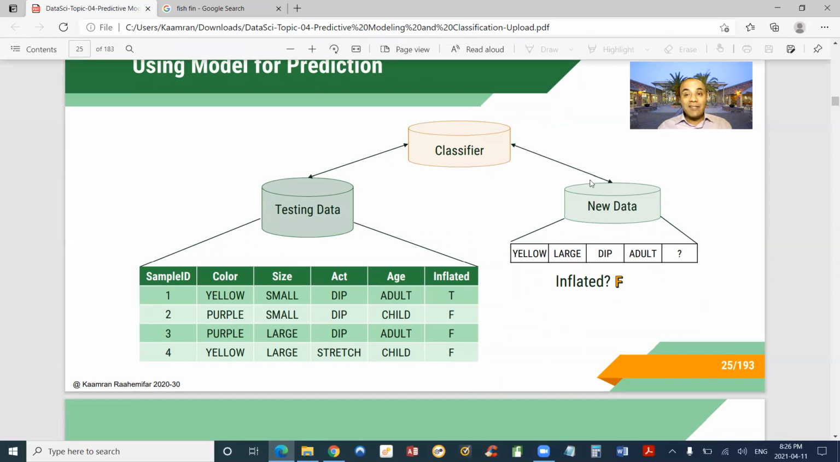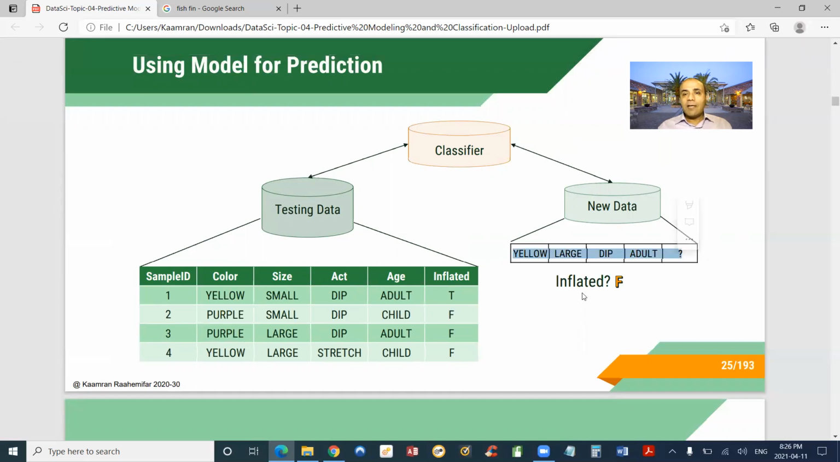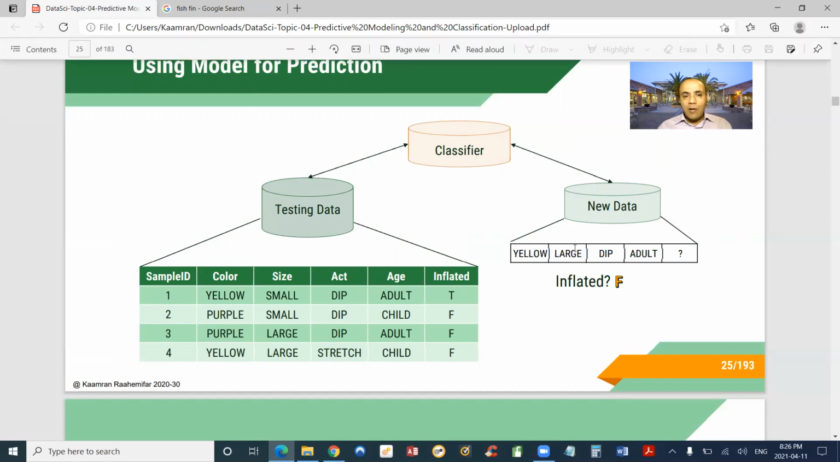Remember, this is the validation phase we are talking about. The data has never been seen by your algorithm, never. Take a look at this. You have a yellow, sure, I have a yellow. Then you have a large, I do have a large. Then I have a dip, I don't have a dip. Then I have an adult, I don't have an adult.